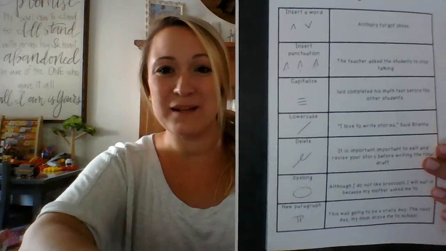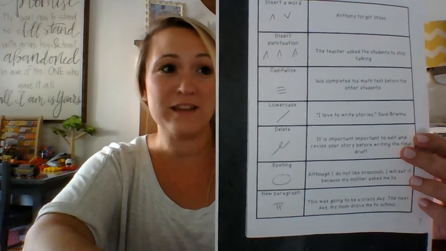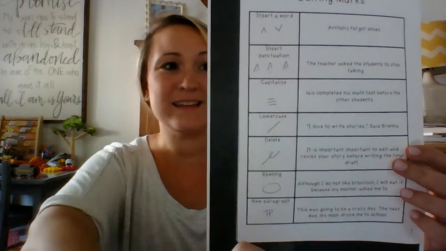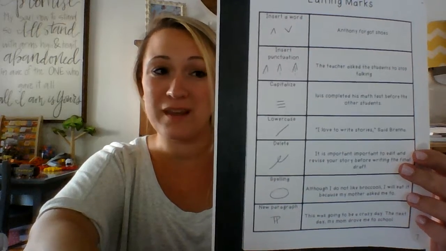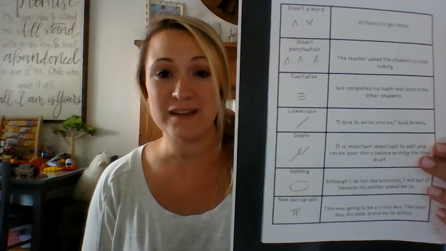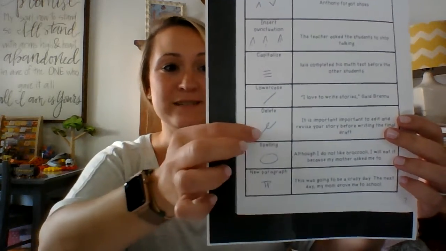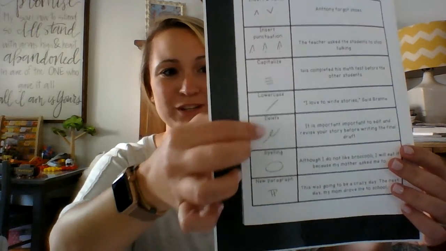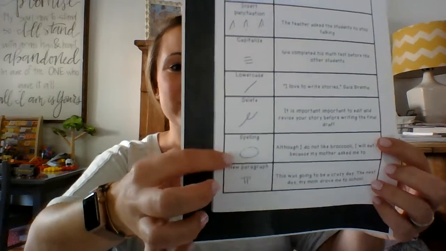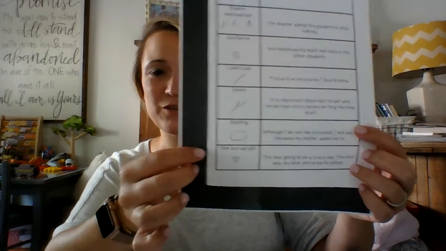And then if you need to capitalize something, you're going to use 3 lines underneath the letter that needs to be capitalized. So here in this example sentence, Luis needs to be capitalized. So we would put 3 little lines underneath the L. If something needs to be made a lowercase, you're going to use that 1 line and you'll strike through it. If you're going to delete something, you're going to use this little swirly E. Kind of looks like a cursive E. Spelling, you're going to circle the word, and if you need to insert a new paragraph, this is the mark that you'll use for that.